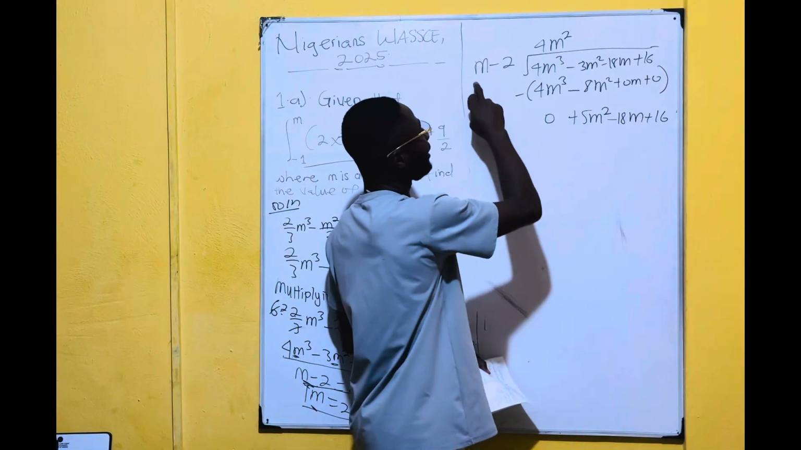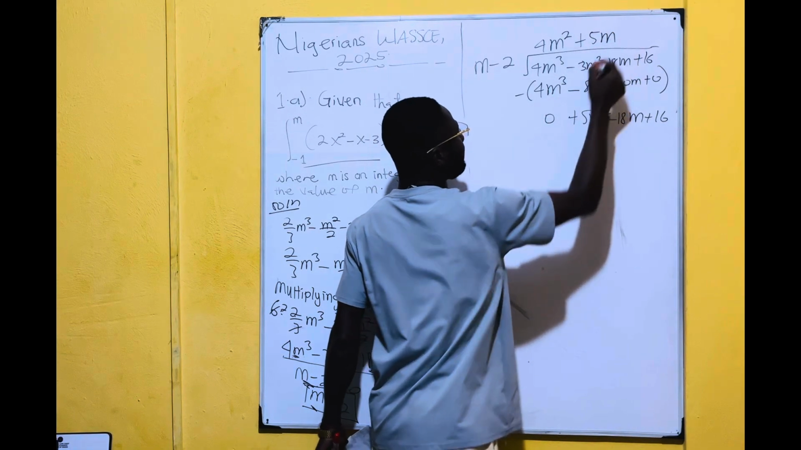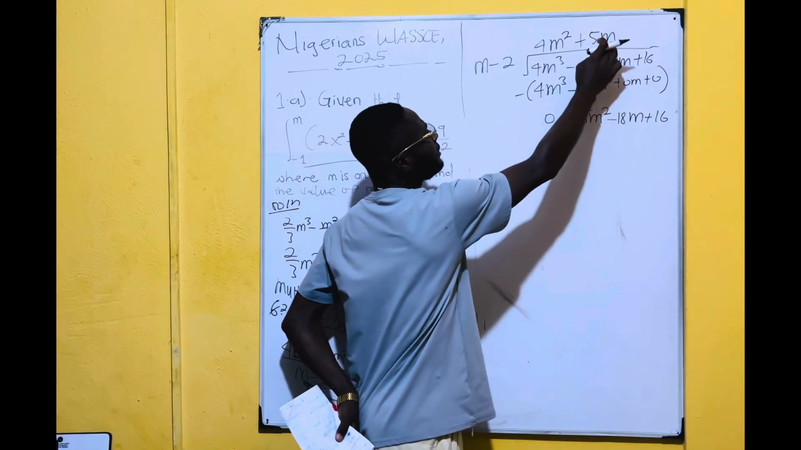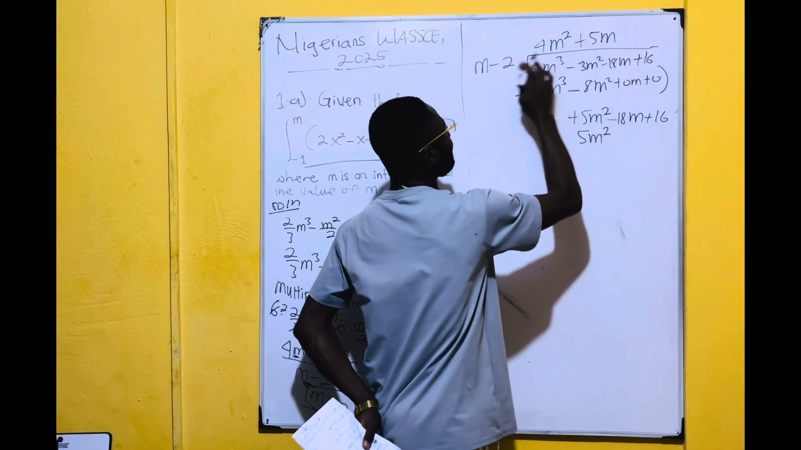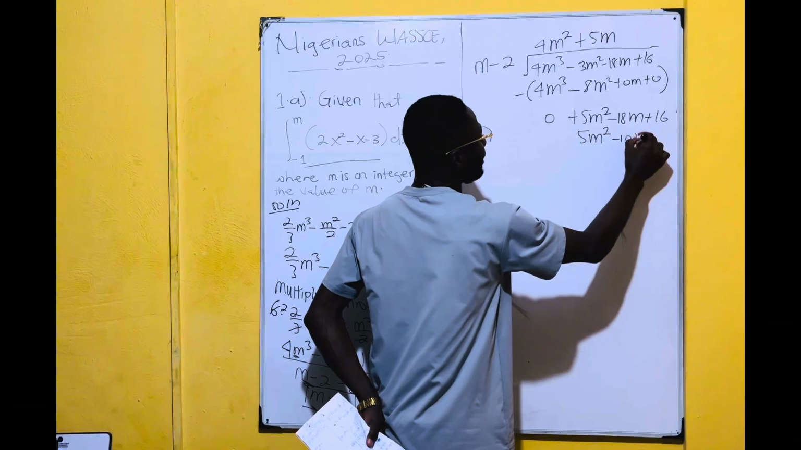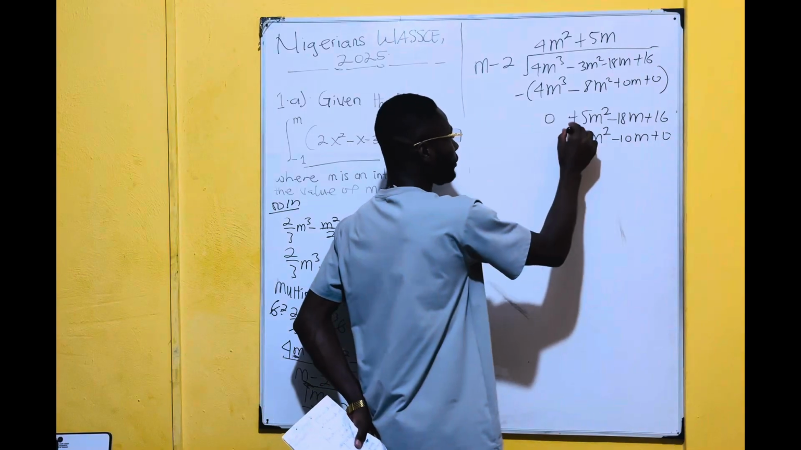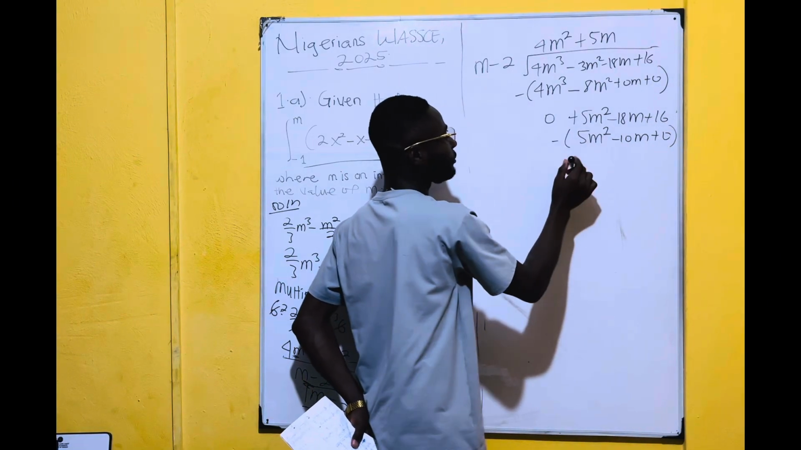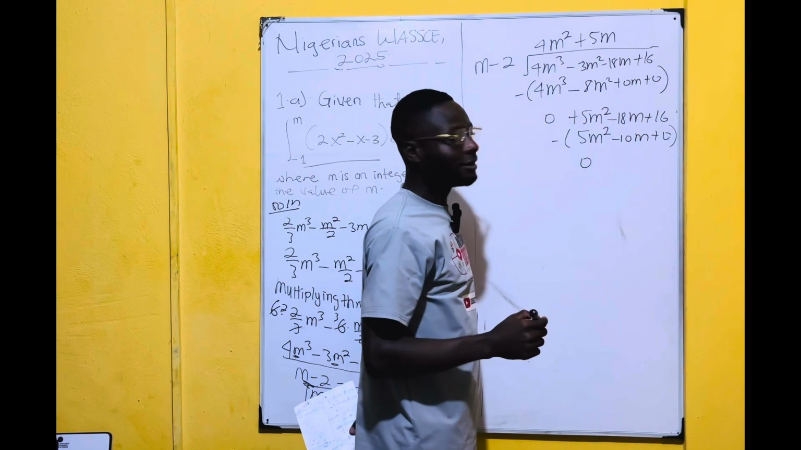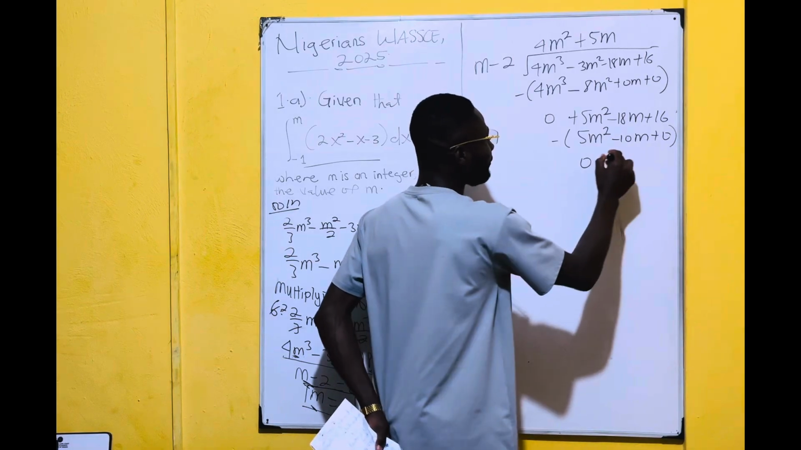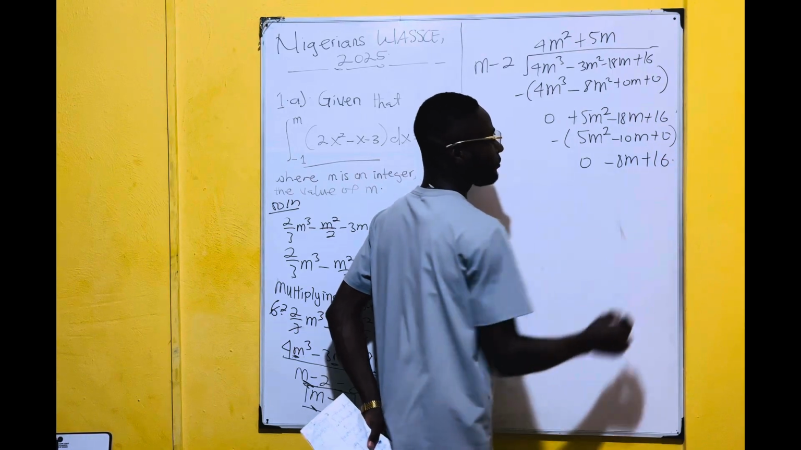Right? We go again, right? So 5m squared divided by what? m will give us plus 5m, right? Then this times this will give us 5m squared. This times this will give us minus 10m. So then we subtract, right? But then we have to put our 0 here. So this minus this, we have what? 0, minus 18m minus 10m becomes minus 8m, right? We have minus 8m plus 16, right?